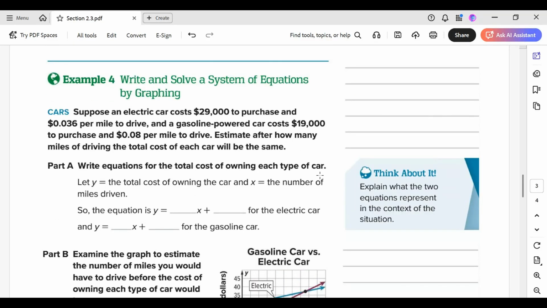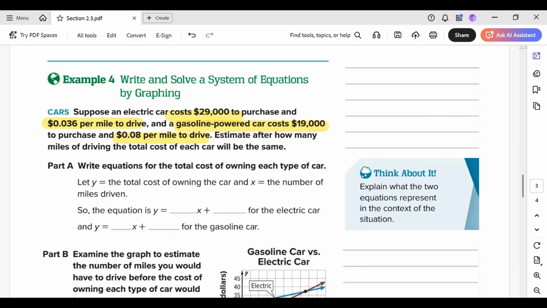In example 4, it says write and solve a system of equations by graphing. So it says suppose an electric car costs $29,000 to purchase, and it costs 0.036 dollars per mile, so basically 3 cents a mile to drive. Then your gas-powered one is $19,000 to purchase, and you're paying 8 cents per mile to drive. It says estimate after how many miles is each one equivalent.